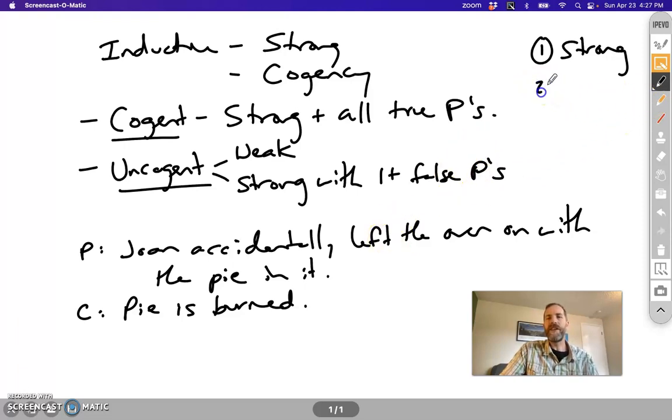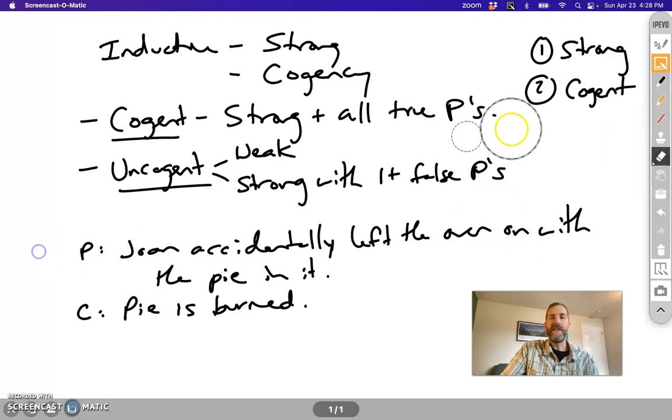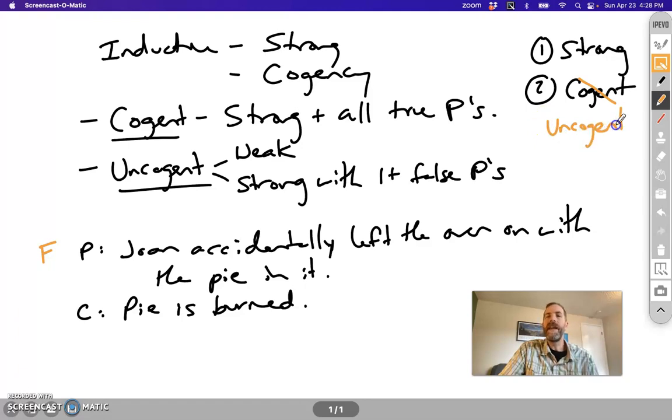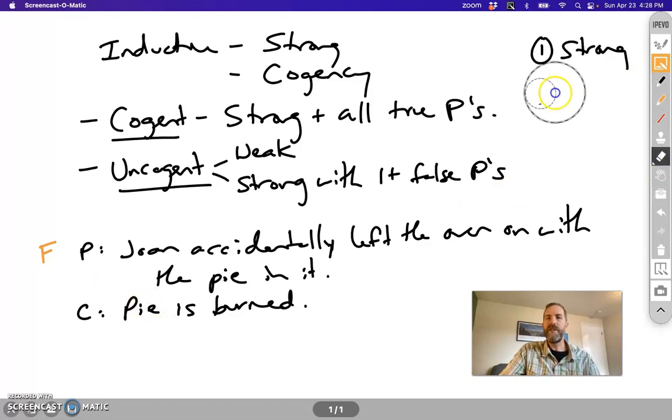The second step will be to check for cogency, so I would want to see if the premise was actually true. Let's suppose that there is a situation where that happened, okay? And so this is a true premise. Well, then it would pass that second step, and we would call it not only strong, but cogent, okay? Now, if it turned out that this was a lie, and Joan did not accidentally leave the oven on with the pie in it, well, then that would mean that while it has a strong form, because if the premise was true, the conclusion's likely true, it would no longer be cogent, it would be uncogent for having a false premise. All right. So it's a two-step process.